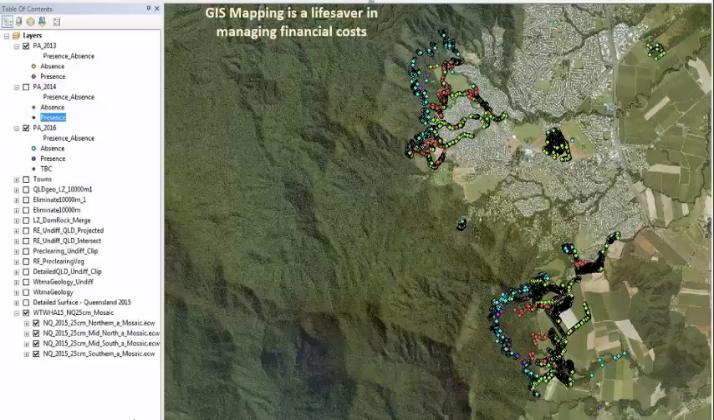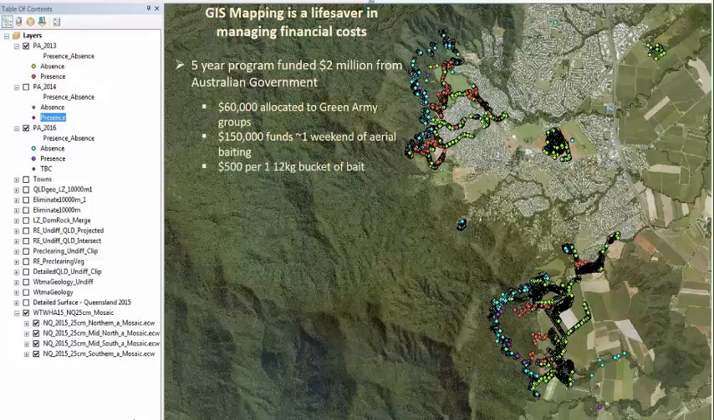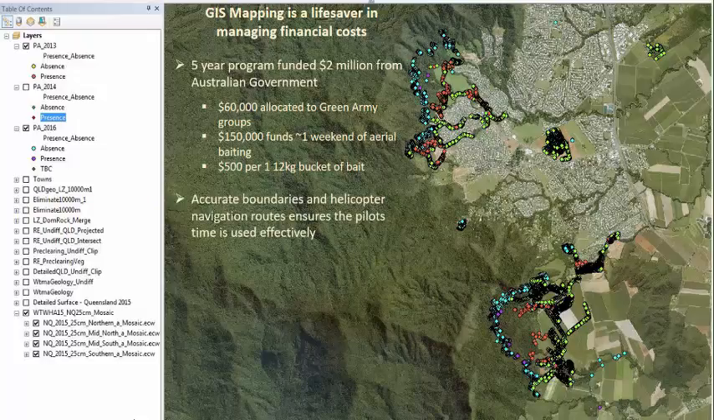GIS mapping really is a lifesaver in managing the financial costs of such funding-intense programs. Over 5 years, this eradication program was funded a tiny $2 million from the Australian government. Given that $60,000 is allocated to Green Army groups to conduct on-ground baiting, $150,000 funds roughly 1 weekend of aerial baiting, and just one 12-kilo bucket of bait costs $500, it is imperative that all aspects of the eradication program be on point. Generating maps with accurate boundaries and helicopter navigational routes ensures the pilot's time is used effectively.